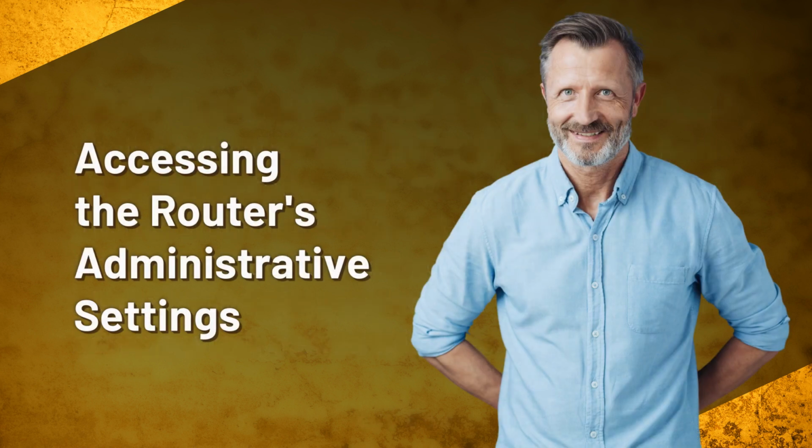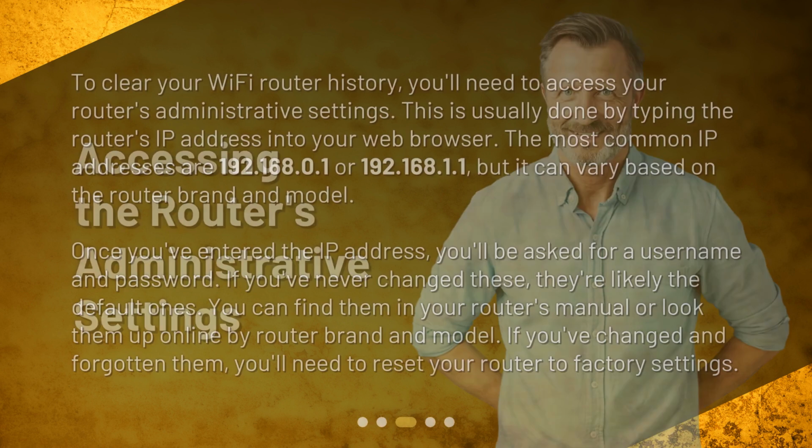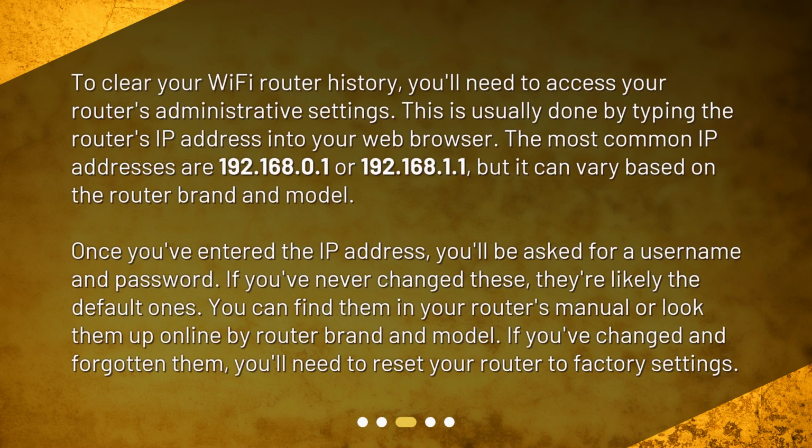Accessing the router's administrative settings. To clear your Wi-Fi router history, you'll need to access your router's administrative settings. This is usually done by typing the router's IP address into your web browser. The most common IP addresses are 192.168.0.1 or 192.168.1.1, but it can vary based on the router brand and model.